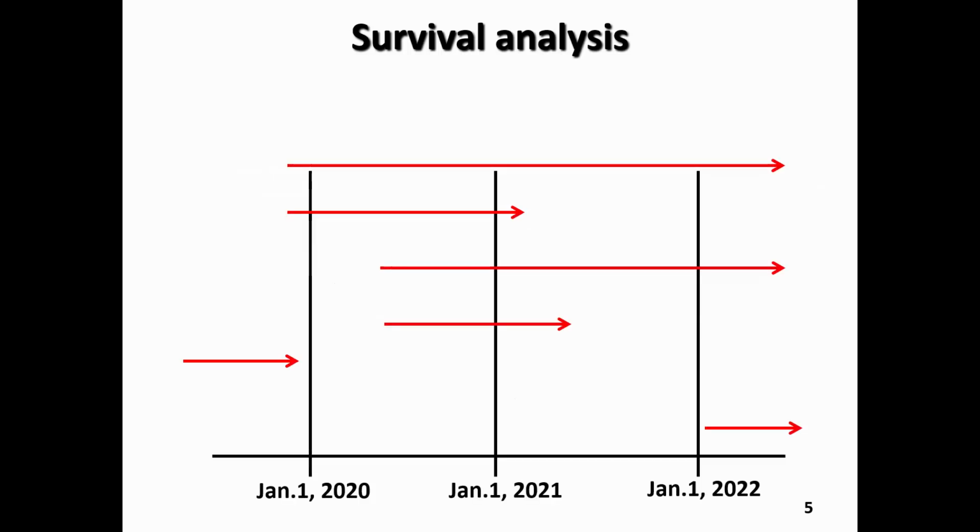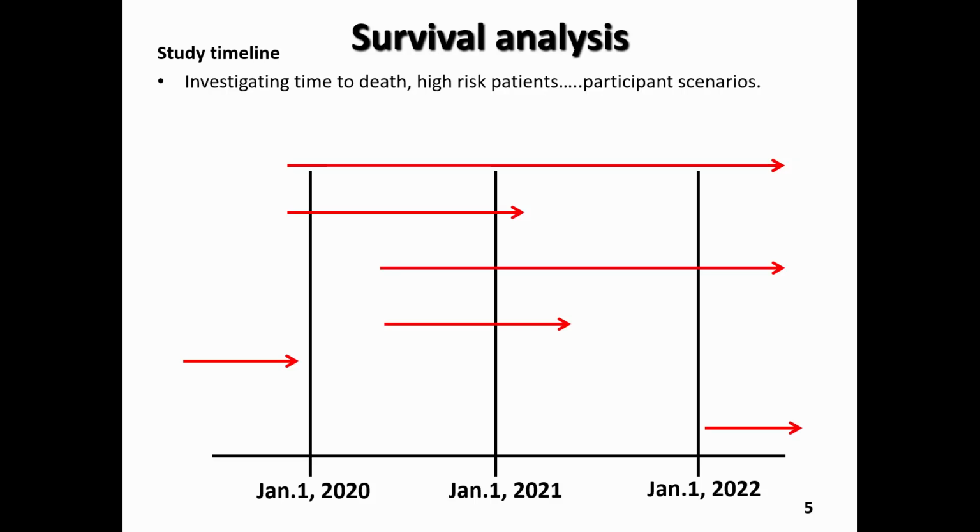And in this schematic, we're going to take a look at how a survival analysis plays out with respect to the study timeline. And so in terms of the study timeline, you see that in this example here on the x-axis, we might be investigating the time to death for high-risk patients. And there are a number of different scenarios that are referred to as different types. And we'll take a look at those right now.